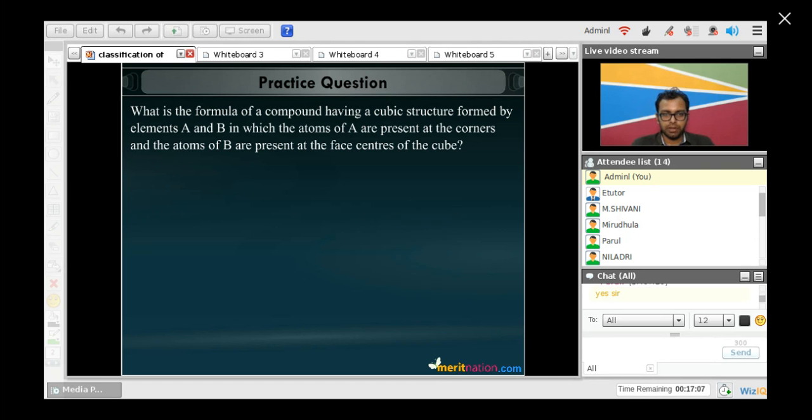Okay. Now, can you solve this question? What is the formula of a compound having a cubic structure formed by elements A and B, in which the atoms of A are present at the corners and atoms of B are present at the face centers of the cube? AB3. So everyone is getting AB3, right? Okay.